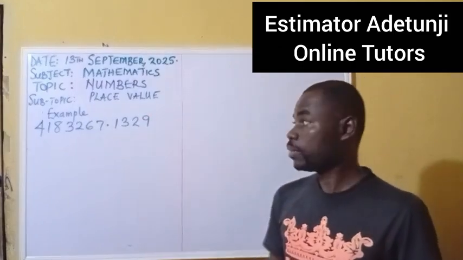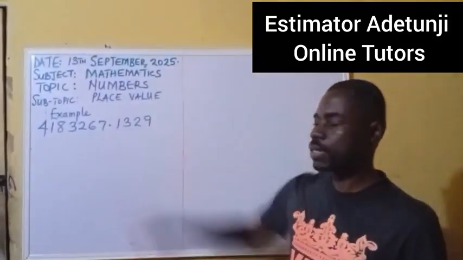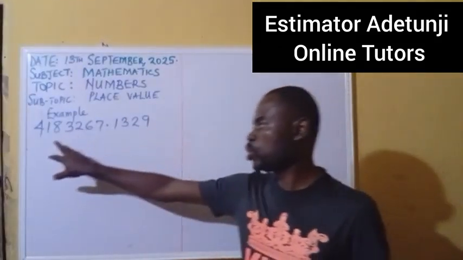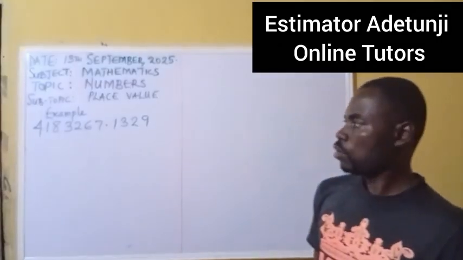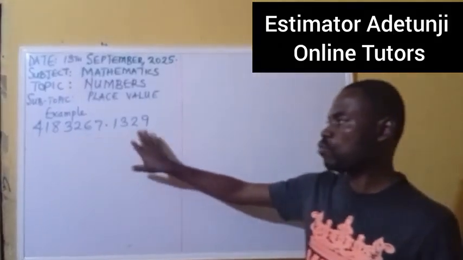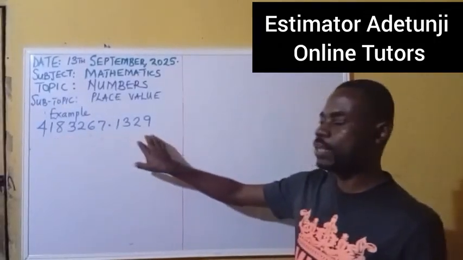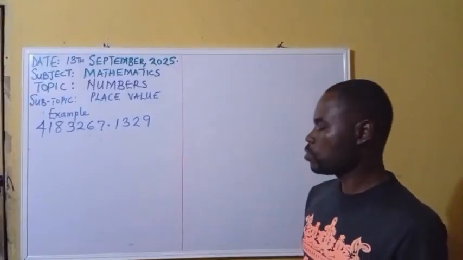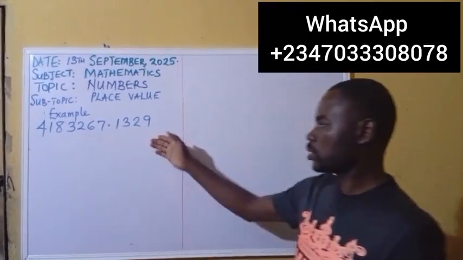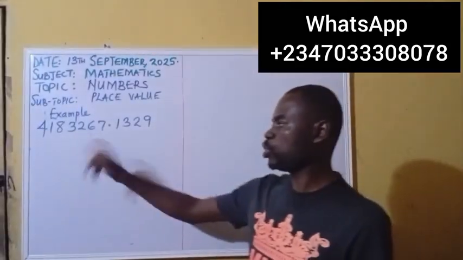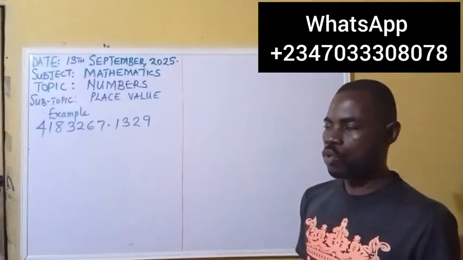Now we have on the board today a topic, numbers, and the subtopic, place value. When you talk about place value, we are talking about the position of the digits. To work with, I have these digits or numbers as examples, where we need to tell the position or the place each digit represents. Here we go. Let's start.